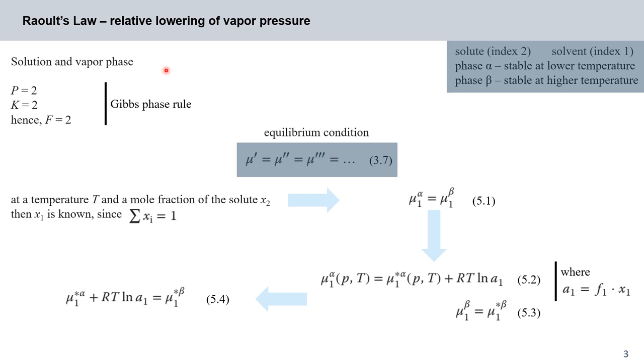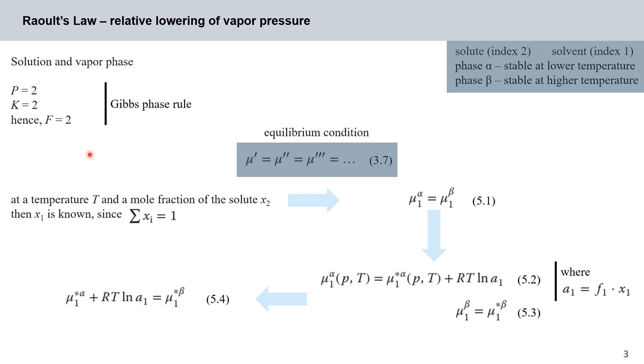So we start out by investigating a two-phase system. It consists of a solution and a vapor phase, and that vapor phase contains only the solvent. So this means we've got two components and two phases. Now, if we apply Gibbs phase rule, that we have established previously, we get 2 degrees of freedom, if we exclude any chemical reactions between the solute and solvent.